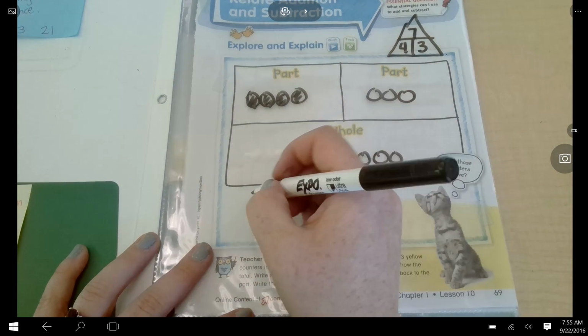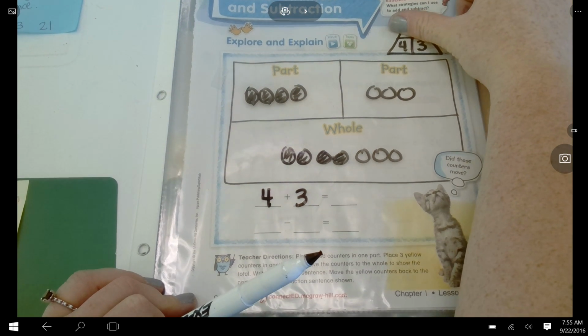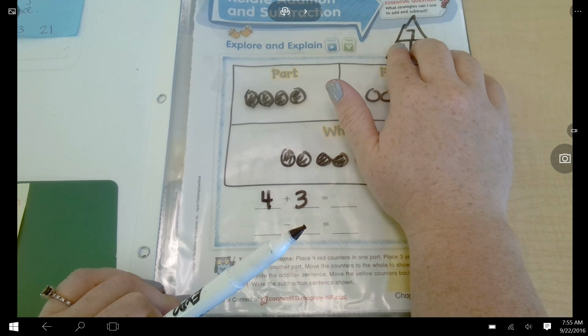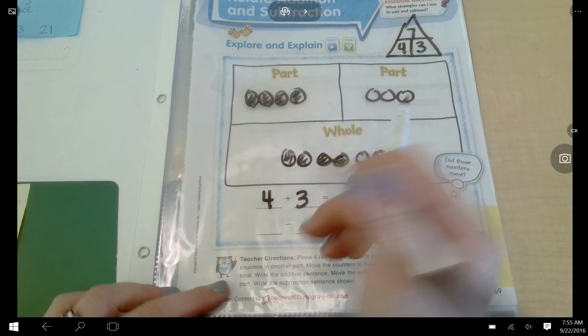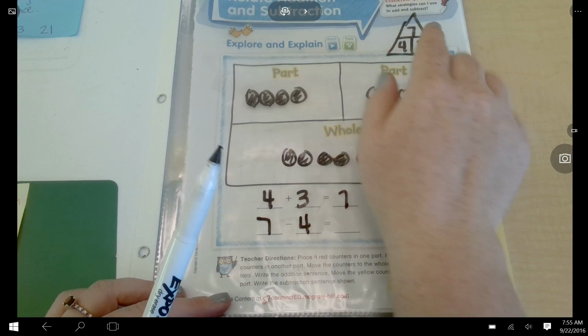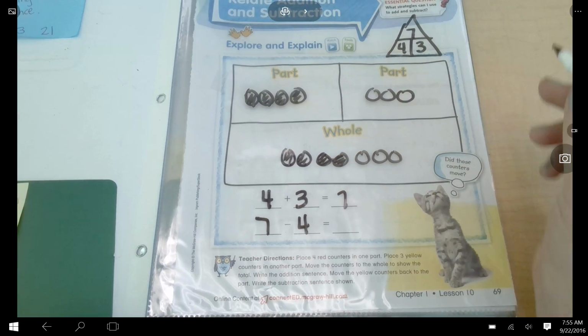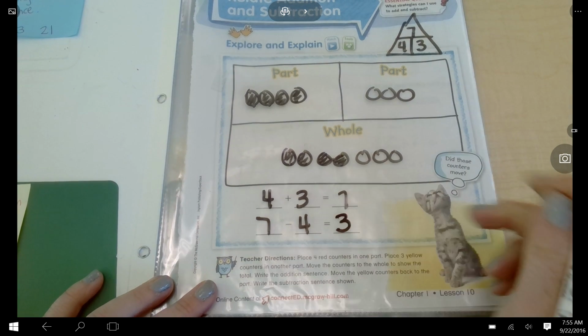So now I can do 4 plus 3 equals something. I don't know what it equals. So I'm going to cover up those bottom two numbers with my triangle, and I know it equals 7. Or I can do 7 minus 4 equals, I'm going to cover up those two numbers, 7 and 4 in the triangle. 7 and 4 were covered up, so 7 minus 4 equals 3.